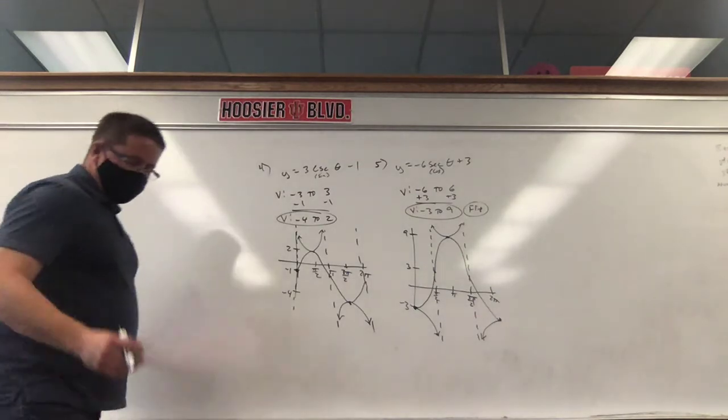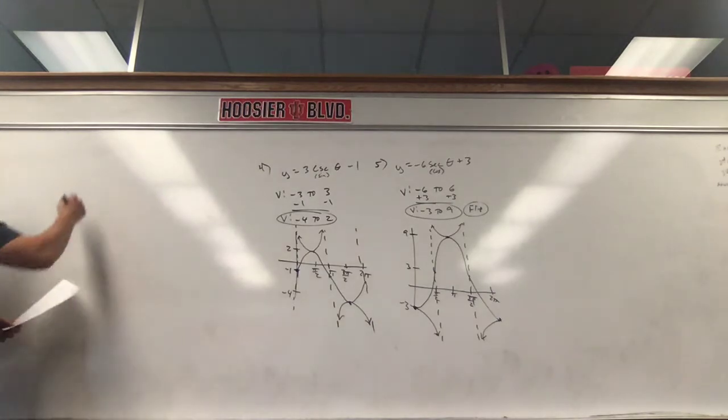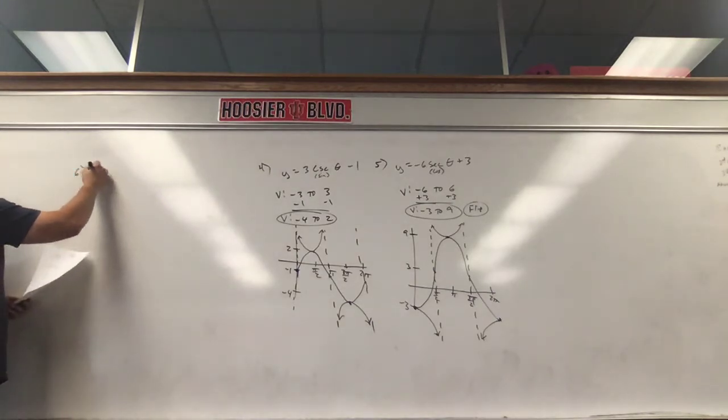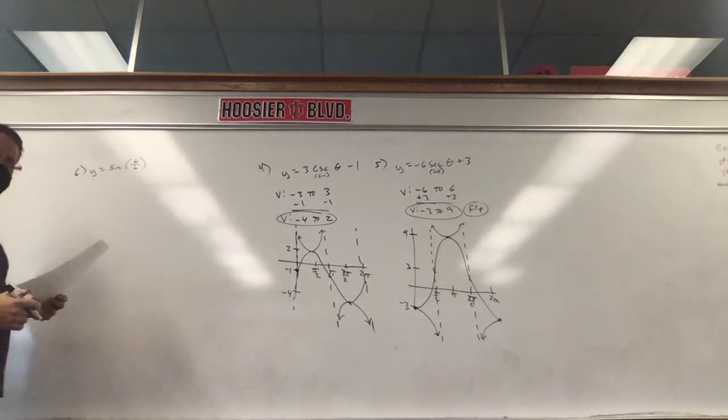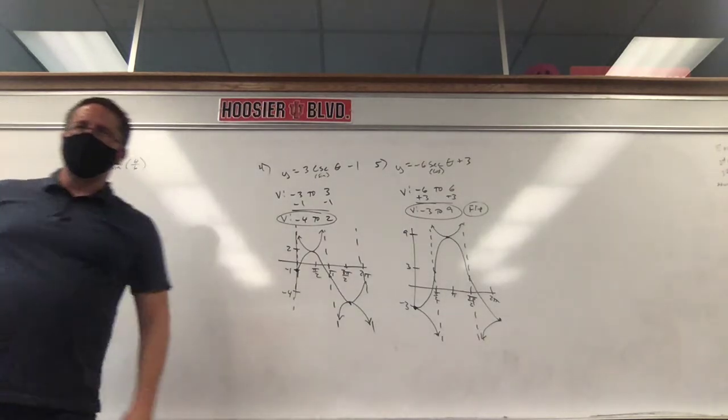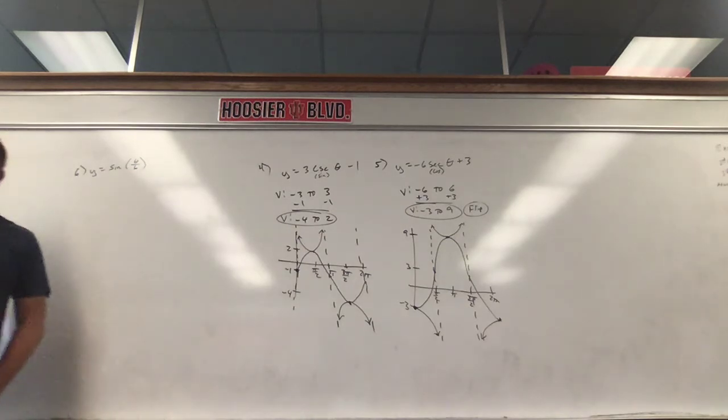Okay. Number 6. Y equals sine of theta over 6. Do we like it written as theta over 6 or not? Yeah, we like to have theta on top. We always want to have that, so we do want to have that.